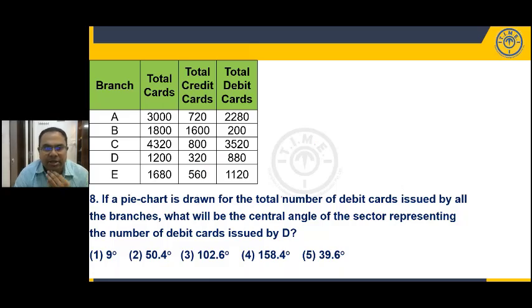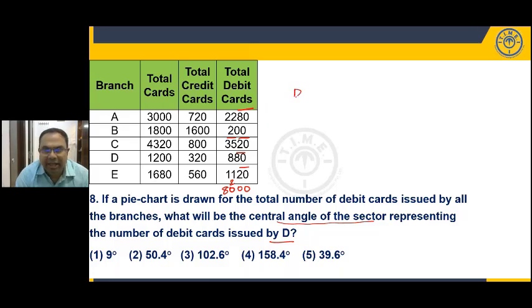If a pie chart is drawn for the total number of debit cards issued by all the branches, what will be the central angle of the sector representing the number of debit cards issued by D? So what is my total number of debit cards? Add: 100, 200, 13, 21, 21, 35, 56, 58, 60, 28, 8,000. Total debit cards 8,000. What is the angle represented by D?